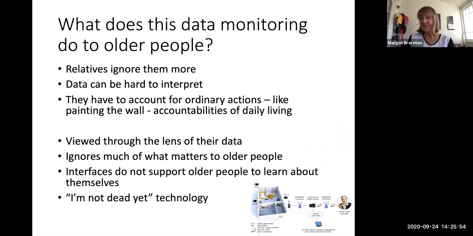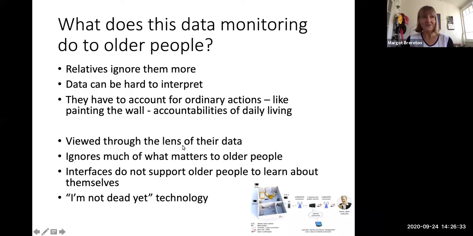Another thing is that the data can be very hard to interpret, and there can be a lot of missed signals and erroneous signals. And it turns out that when people are alerted because the data has detected some sort of anomaly in movement pattern, or opening the fridge or something, the older person gets a call and they have to account for what they were doing. So they have to start accounting for the fact that they were painting the wall and so on. So they become viewed through the lens of their data.